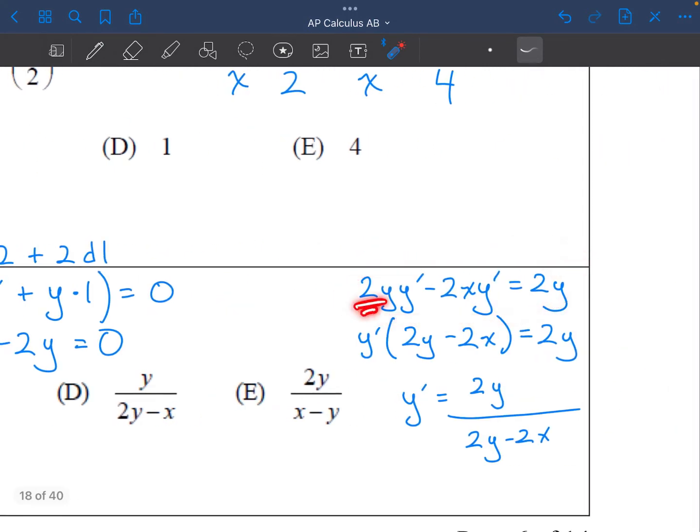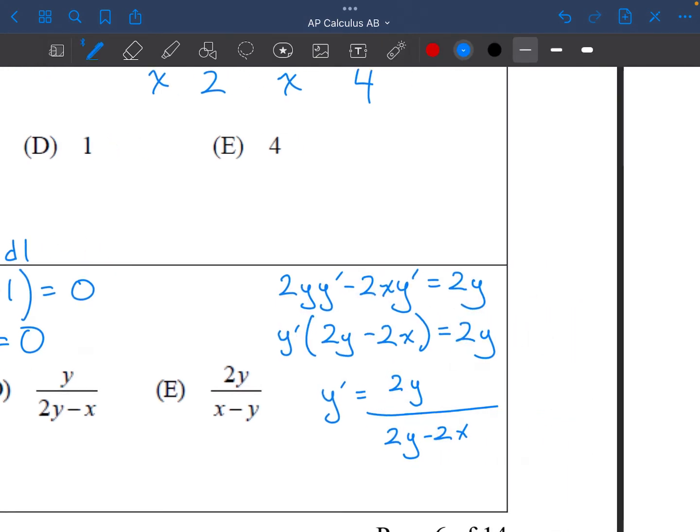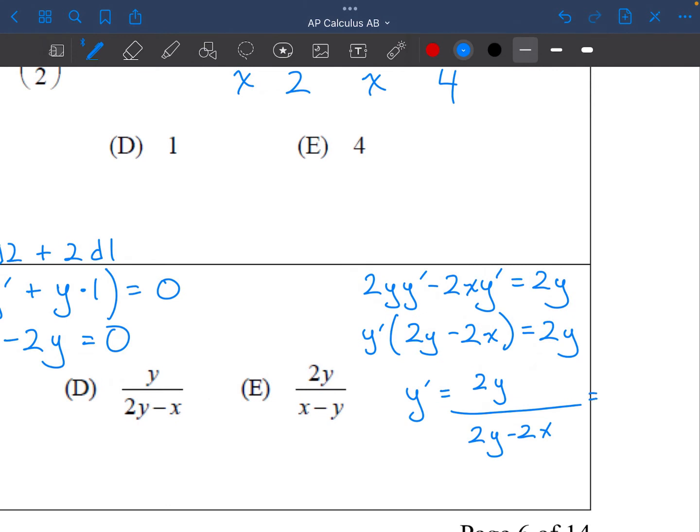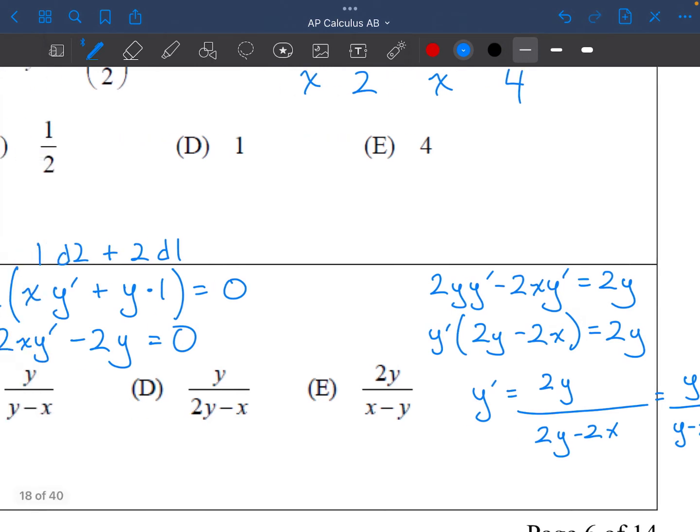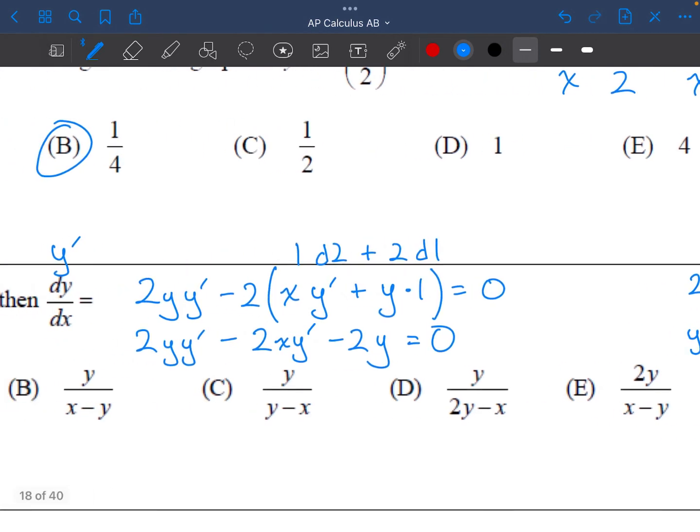I can divide everything by 2, divide by 2, divide by 2, divide by 2 to get rid of all of those 2's, or I could just do it right here, get rid of all those 2's, and I can simplify this as y all over y minus x. So y over y minus x, is that an answer? It is an answer. So I'm going to go ahead and say our answer here is C.